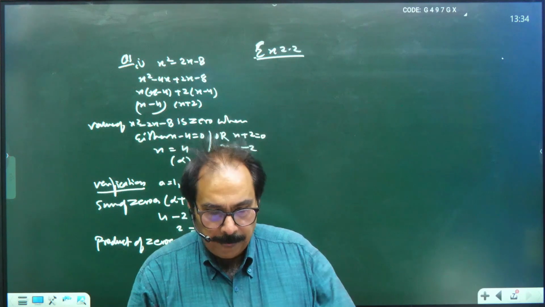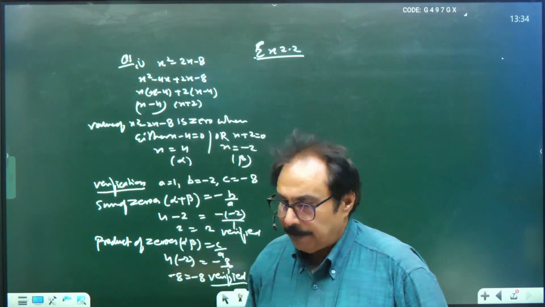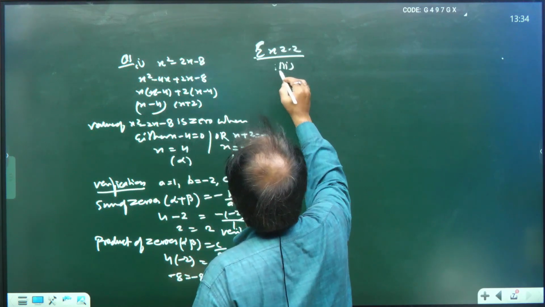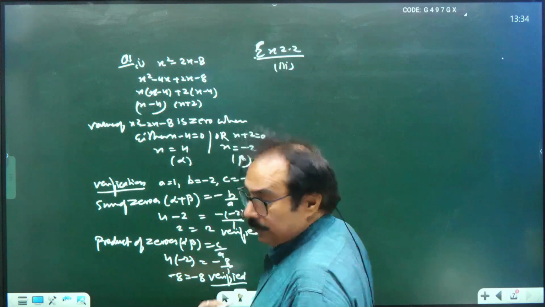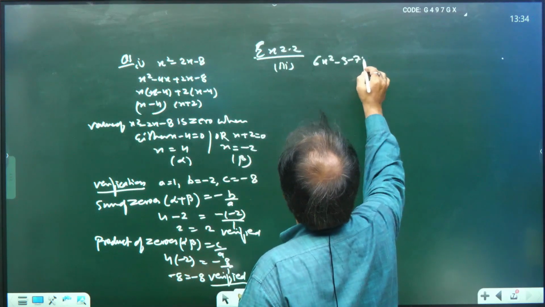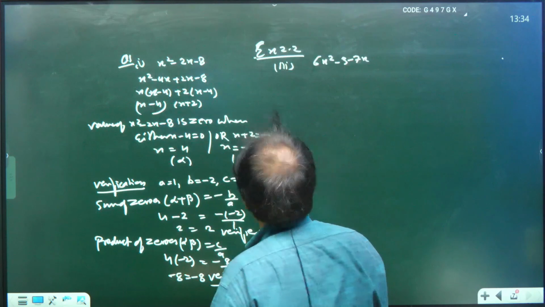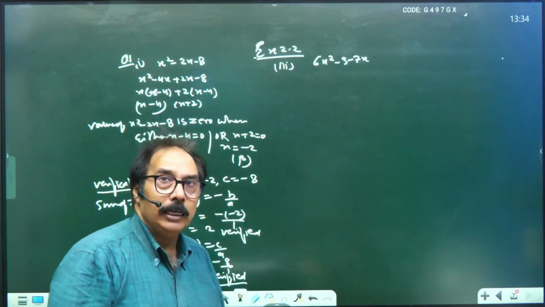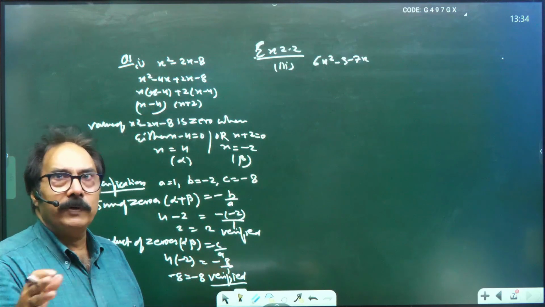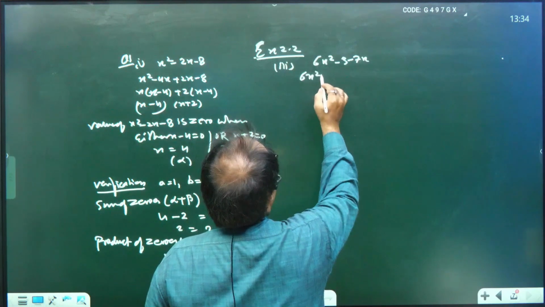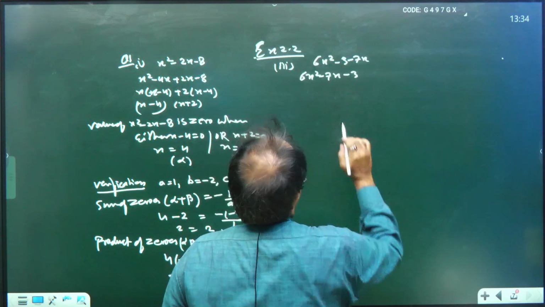Okay, now I am taking the third part. Second part you will try yourself. Third part I am taking 6x square minus 3 and minus 7x. This is the question. So first rewrite the question, arrange the question as per the degree. Degree should always be in descending order. So this is 6x square minus 7x and minus 3.